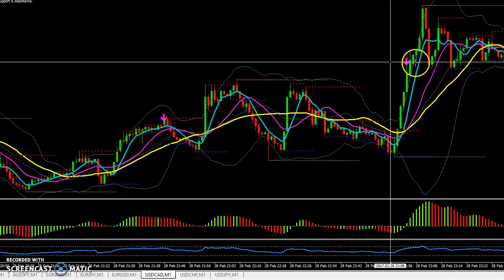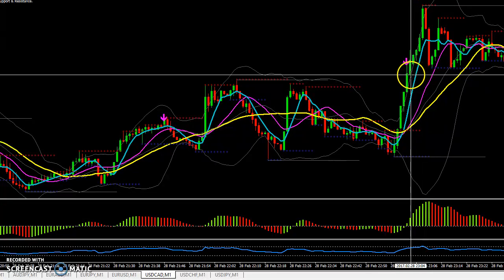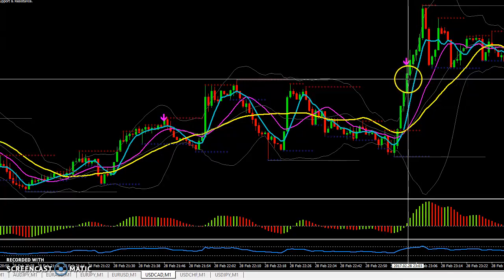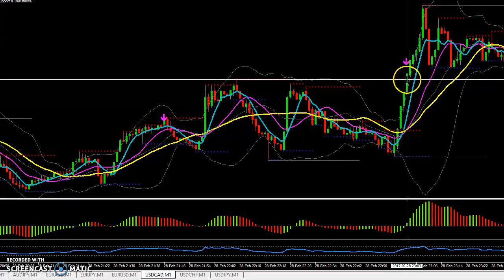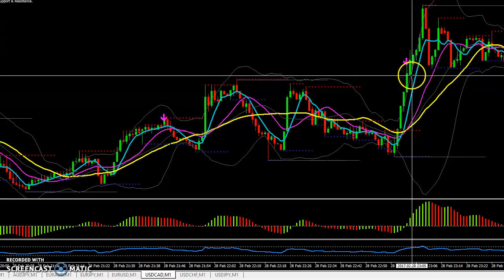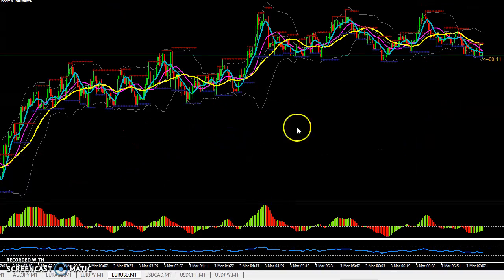Even though RSI peaked already, the USD CAD and USD CHF are both pairs that tend to keep booming even when RSI is peaked. But RSI has not peaked too heavily here, so it would have been better just to take the other way on this one. Let's go to the next pair, Euro USD.